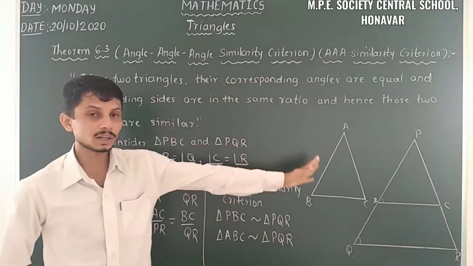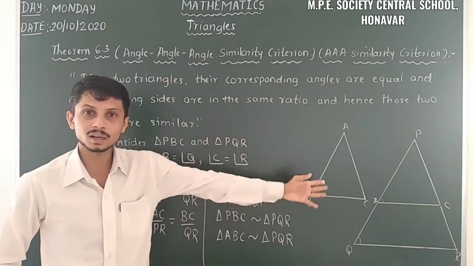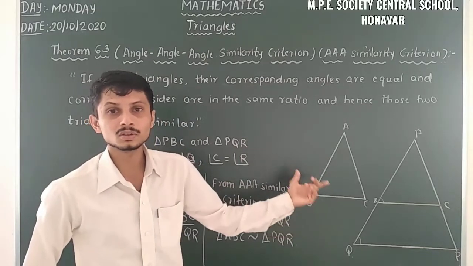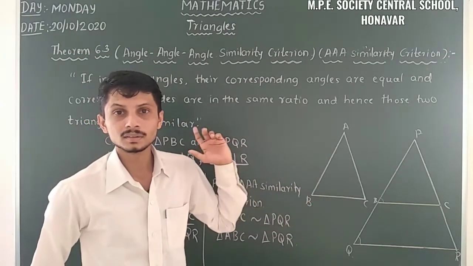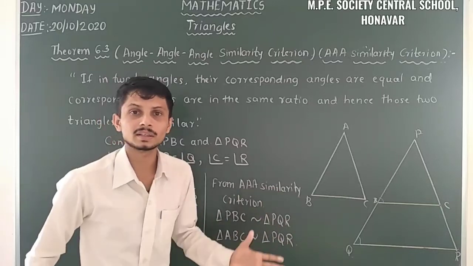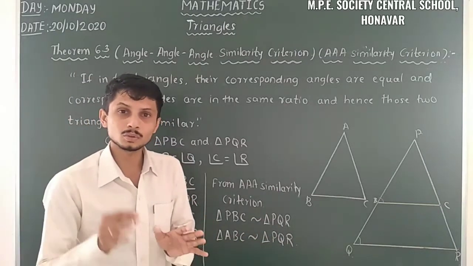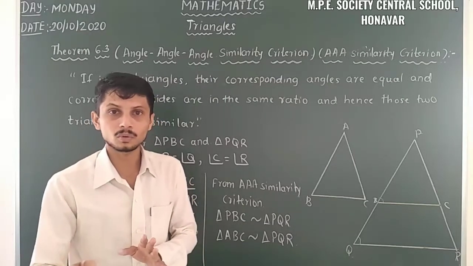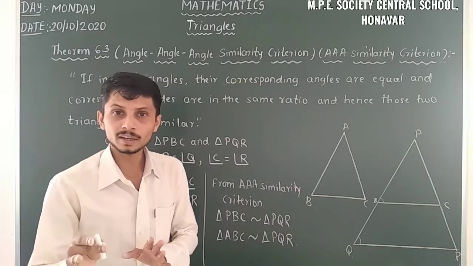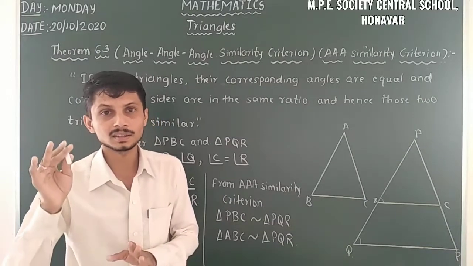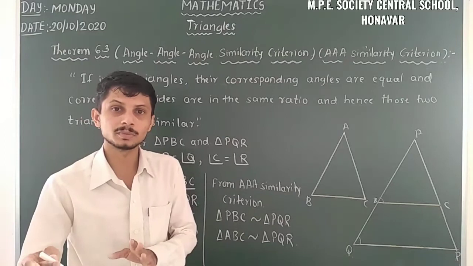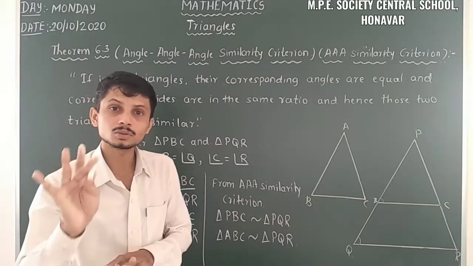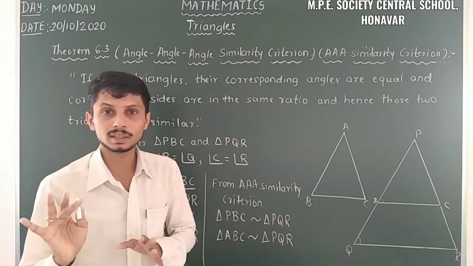If in two triangles the corresponding angles are equal and the corresponding sides are proportional, or are in the same ratio, then those two triangles are similar. So we have that condition. In problems also you have to find that the corresponding angles are equal, and when the corresponding sides are proportional, or in the same ratio, you can take those two triangles as similar, not congruent. Those two triangles are similar only.